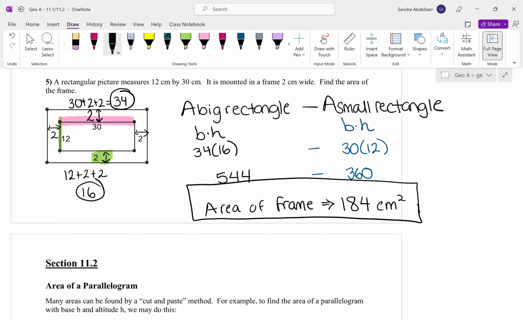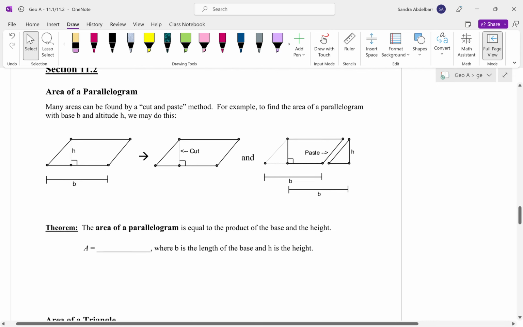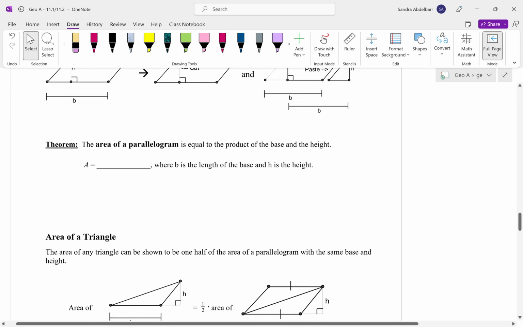So do you see what I mean now when I say the questions will be manipulated? It's not going to be like, oh, the base is 3, the height is 4, find the area. Questions are going to be manipulated. Yes, you may. All right, so that is the end of 11.1. Now let's move on to 11.2.